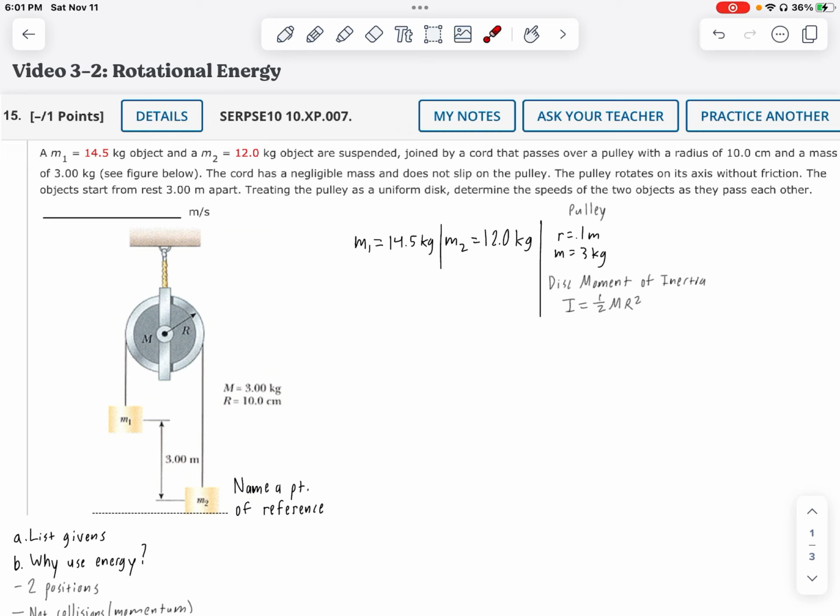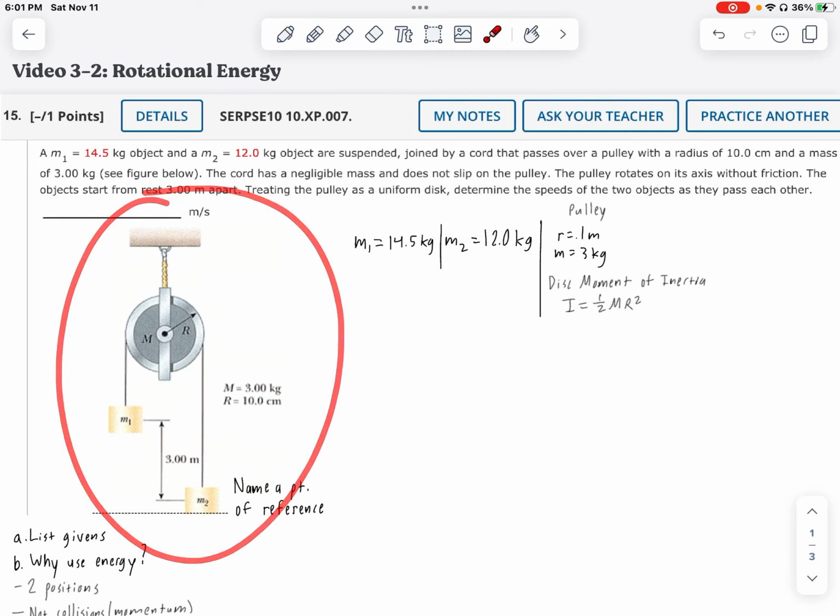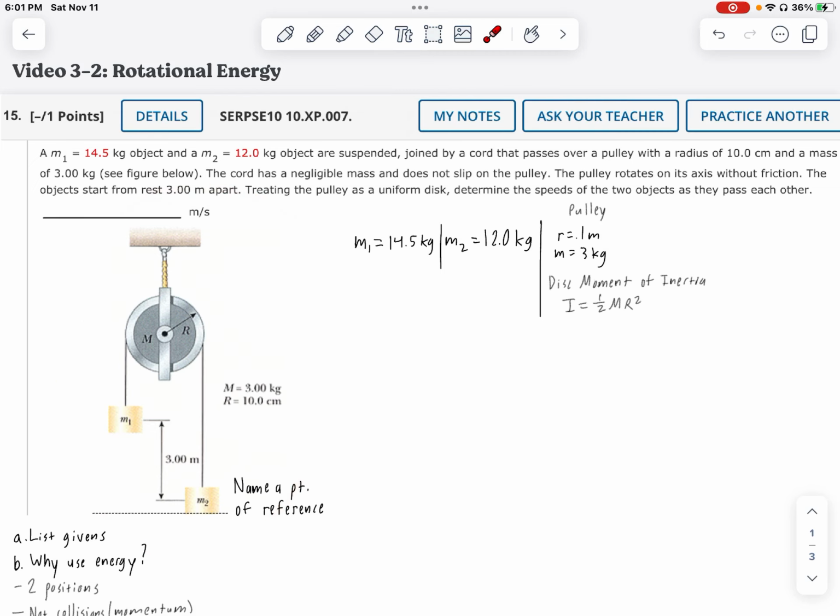So here we go. A mass 1, 14.5 kilogram object and a mass 2, 12 kilogram object are suspended, joined by a cord that passes over a pulley with a radius of 10 centimeters and a mass of 3 kilograms. See figure below. The cord has a negligible mass and does not slip on the pulley. The pulley rotates on its axis without friction, and the object starts from rest 3 meters apart. Treating the pulley as a uniform disk, determine the speeds of the two objects as they pass each other.